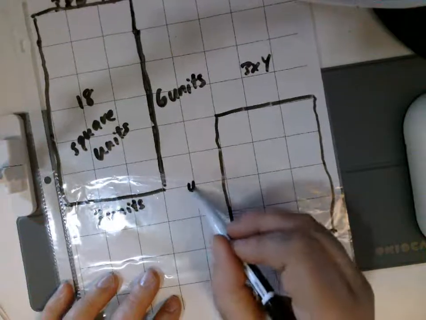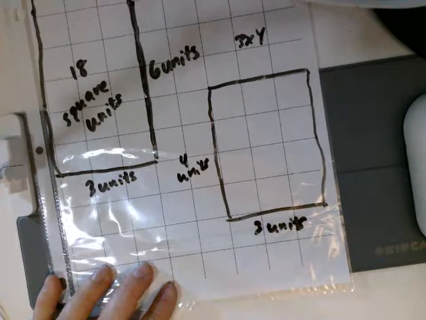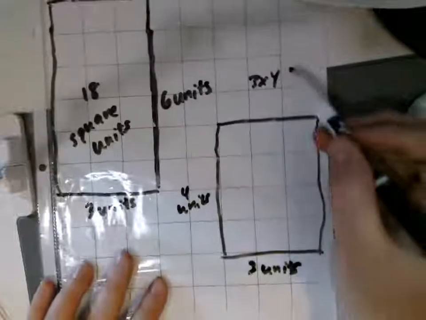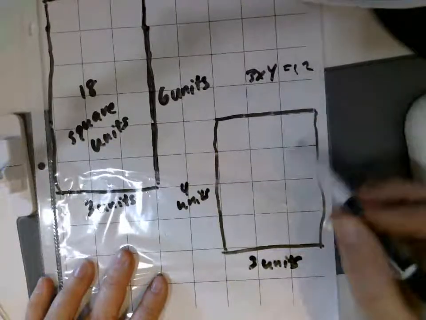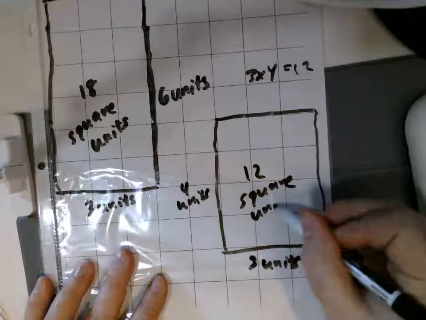And we could label this 4 units. And we could label this 3 units. Okay. And we obviously know that 3 times 4 is 12. Okay, so this will be 12 square units.